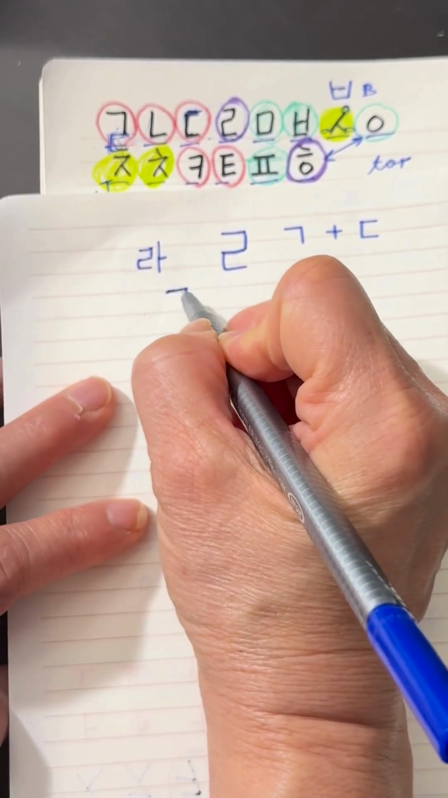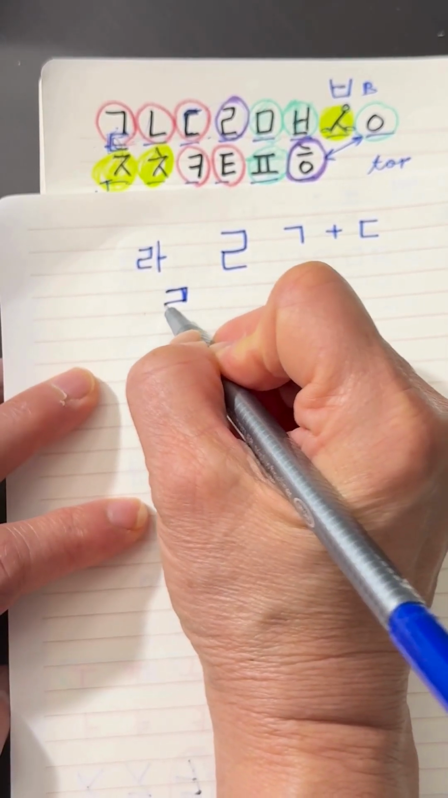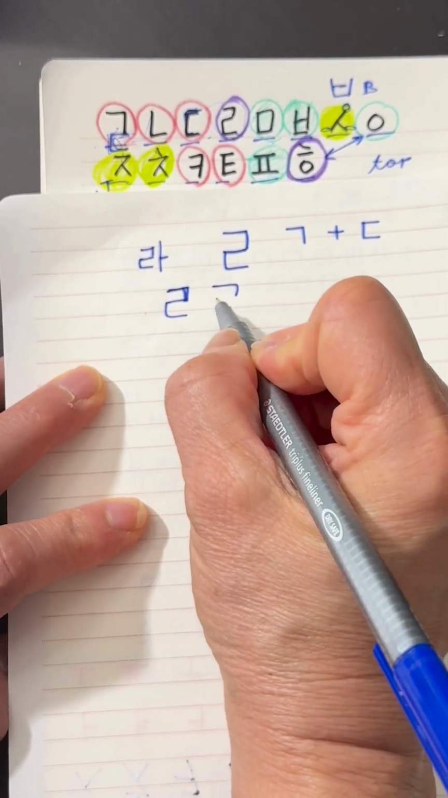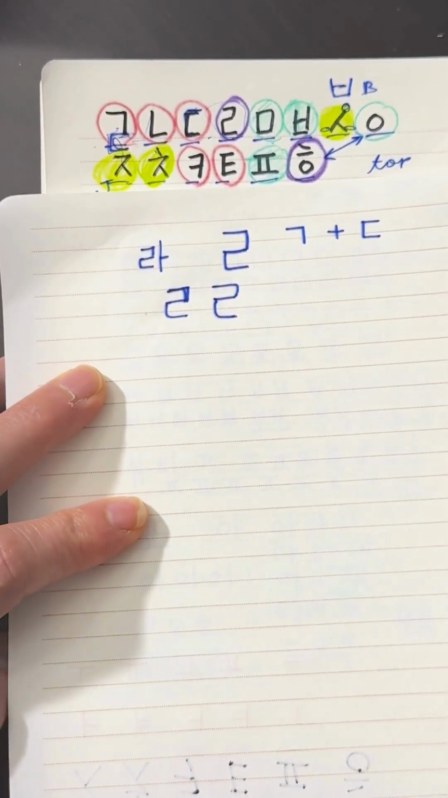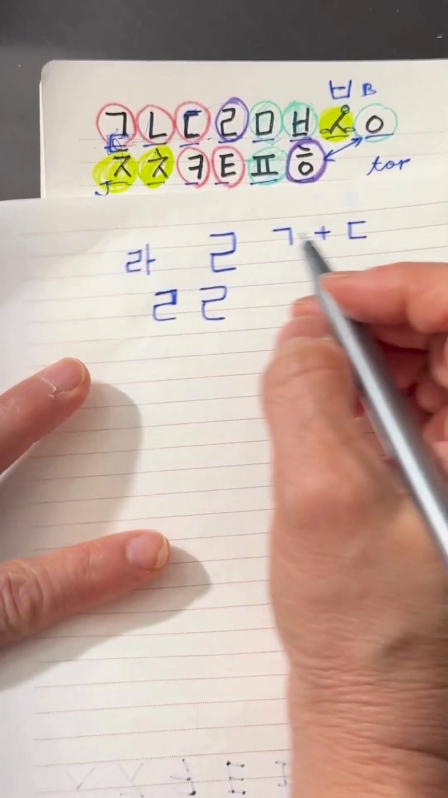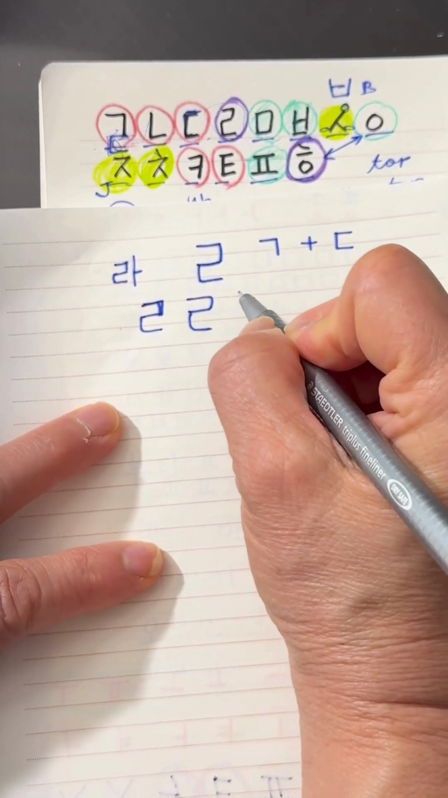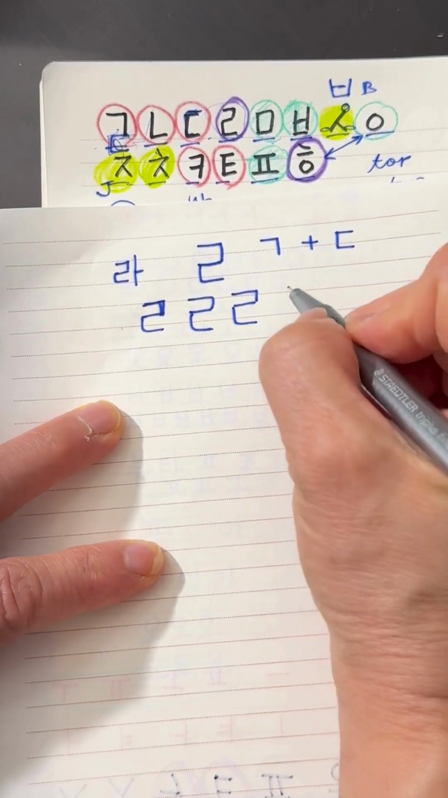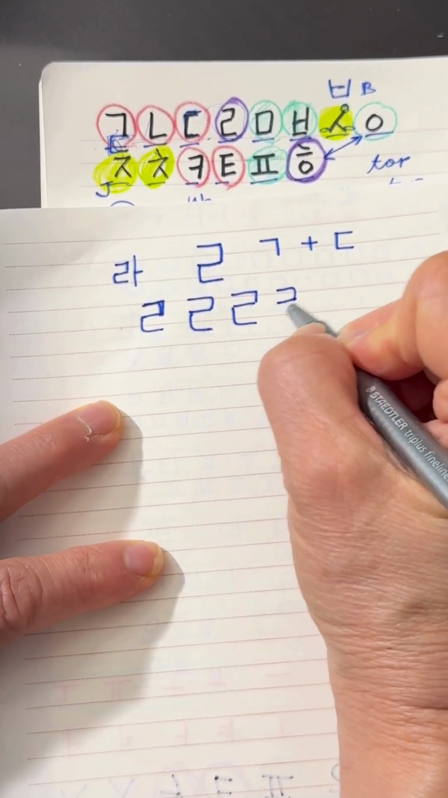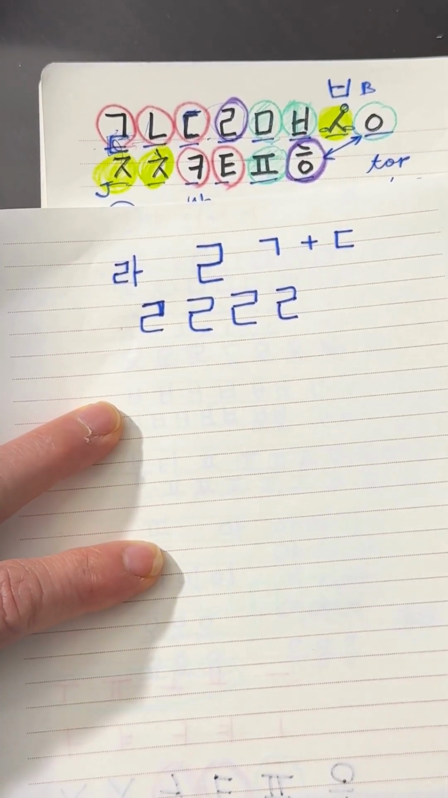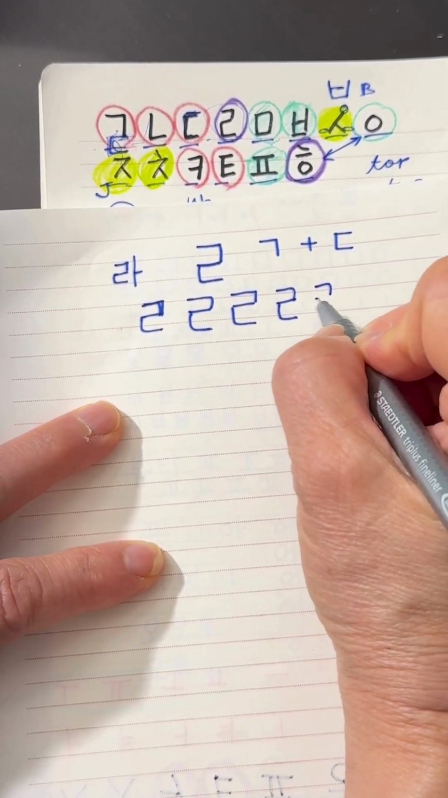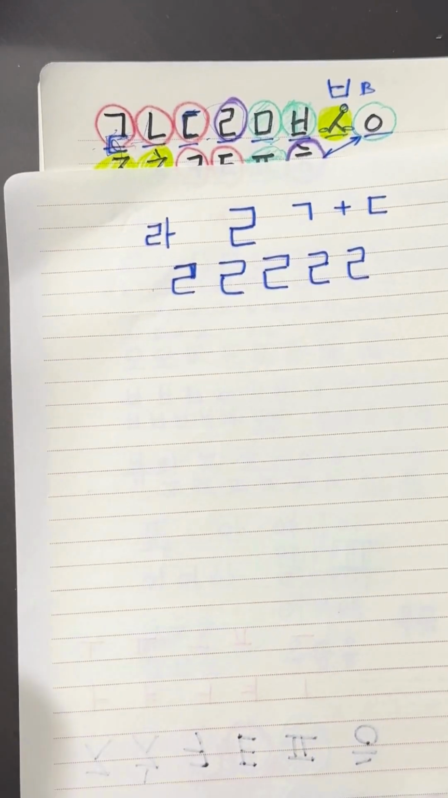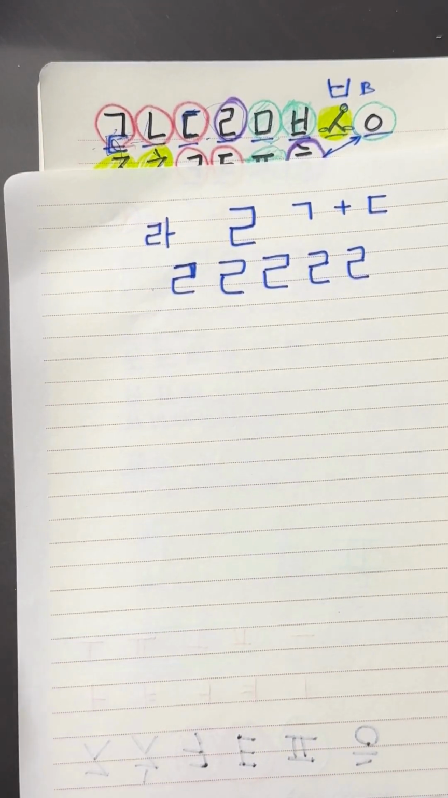one stroke, 1, 2, 3. Repeat with me. 1, 2, 3. Three strokes. Okay, three more times. 1, 2, 3. Again. 1, 2, 3. Again. 1, 2, 3. Now this time, let's say 르 as we're writing.